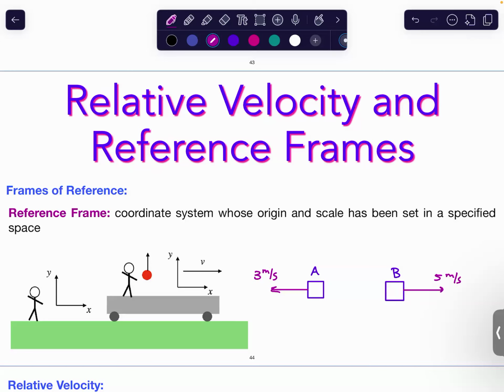So if person A looks back at person B, how fast is person B according to person A? 8 meters per second. According to each one of them, they're separating at 8 meters per second. But that's just what they're seeing. The actual truth of the matter is one is moving at 3 and one is moving at 5 because you measure it from a fixed position.